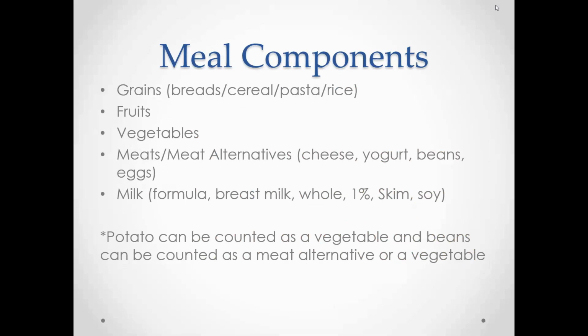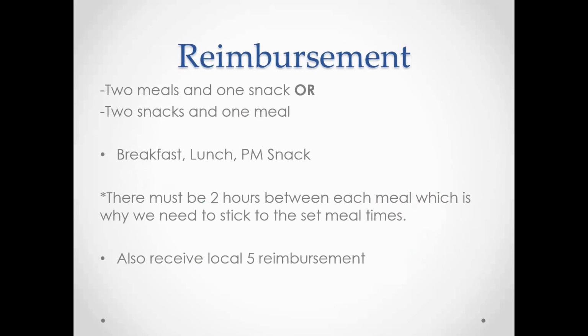Okay, so reimbursement. So we can either be reimbursed for 2 meals and 1 snack or 2 snacks and 1 meal. And we do the 2 meals and 1 snack. So there's breakfast, lunch, and PM snack. There has to be 2 hours between each meal. So that's why we have to stick to the meal time. And we also get additional reimbursement back from Local 5, which is the farmers market program that we're doing. That we track on the meal count under Local 5.